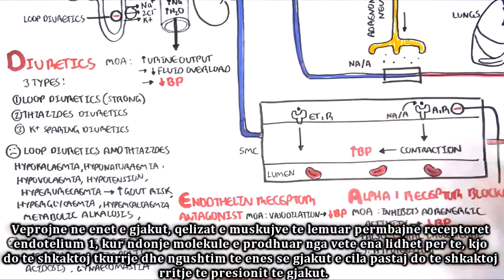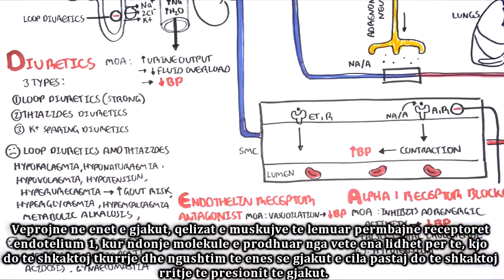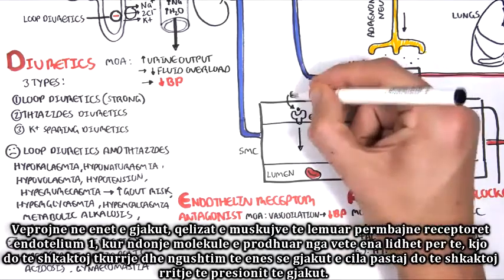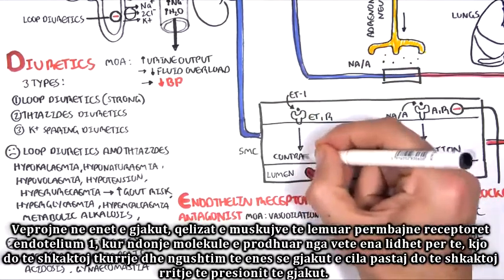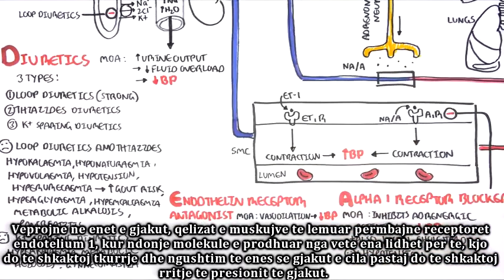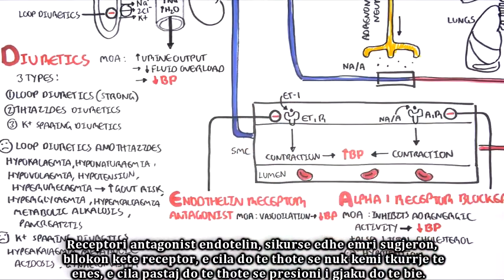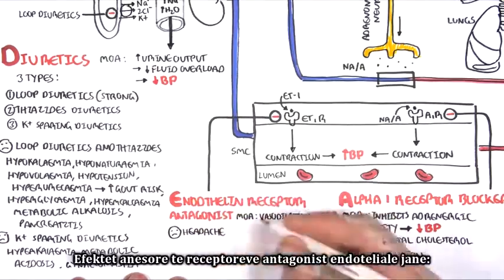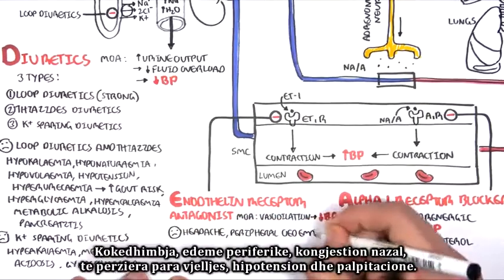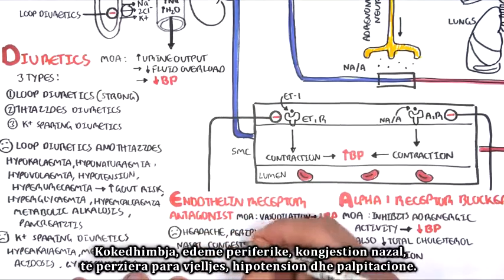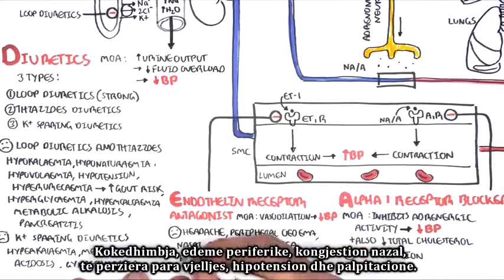The smooth muscle cells contain endothelin 1 receptors, which, when endothelin, a molecule produced by the blood vessel itself, binds onto it, will cause contraction and narrowing of the blood vessel, which will cause an increase in blood pressure, of course. Well, endothelin receptor antagonists, as the name suggests, inhibit this receptor, which means you don't get contraction of the vessel, which means that you will lower the blood pressure. The side effects of endothelin receptor antagonists include headache, peripheral edema, nasal congestion, nausea, hypotension, and palpitations.